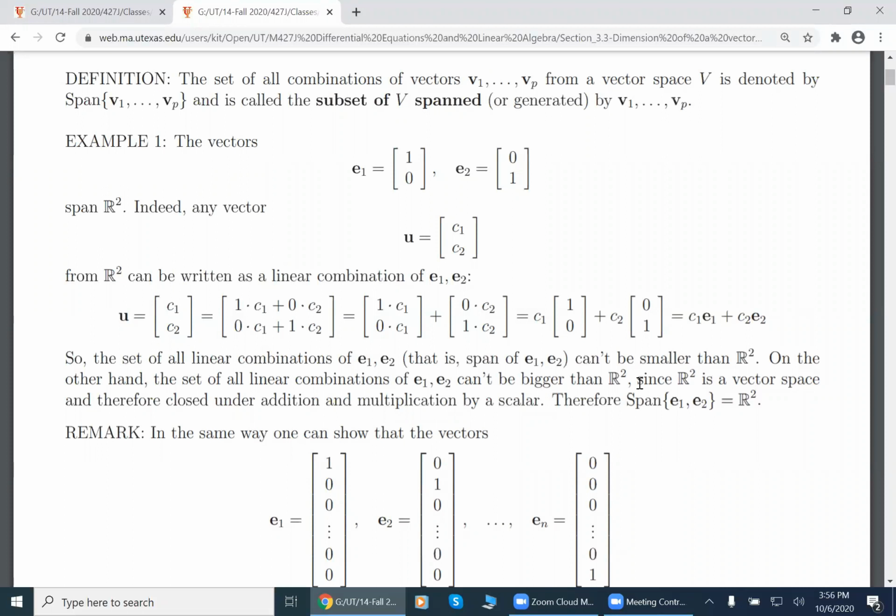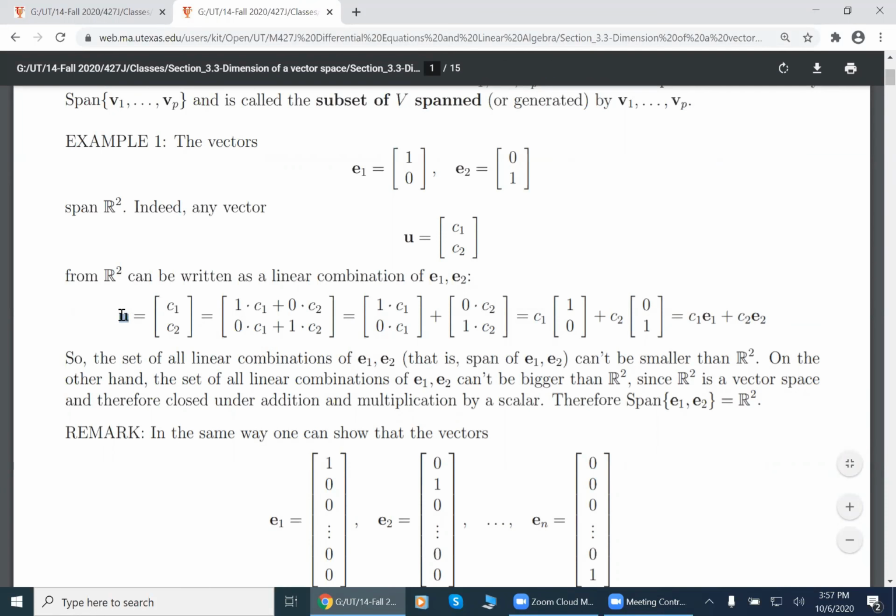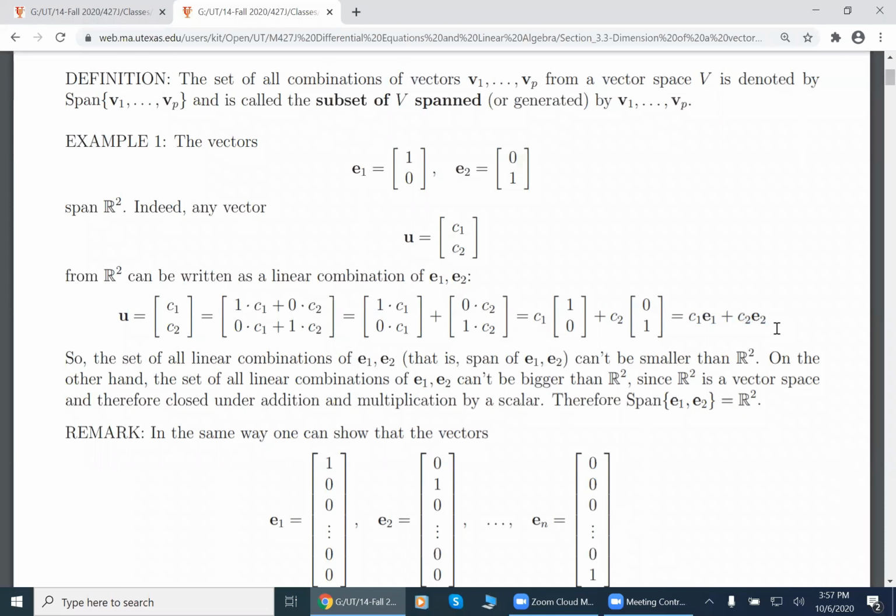Okay, and the C1 E1 plus C2 E2, that's the span? Well, in this particular example, what is written here means the following. Any vector U can be written as a linear combination of E1, E2, but span is the set of all such linear combinations. Guys, any questions?